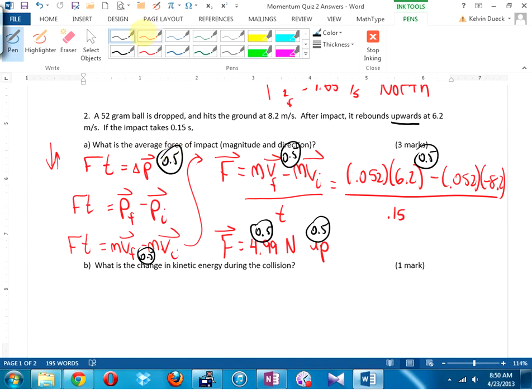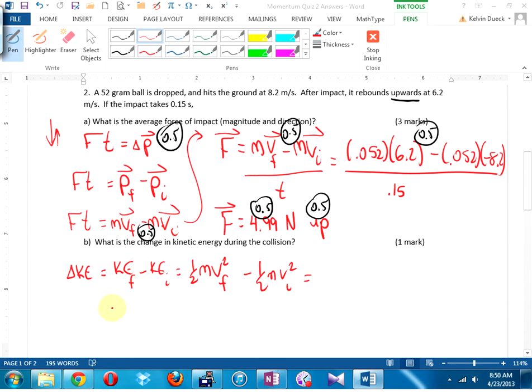I'm pretty sure if they want me to find the change in kinetic energy, it's going to be kinetic energy final minus kinetic energy initial. And I seem to recall that kinetic energy is a half m v squared, so it'll be a half m v final squared minus a half m v initial squared. It's going to be a half, 0.052, v final was 6.2 squared.